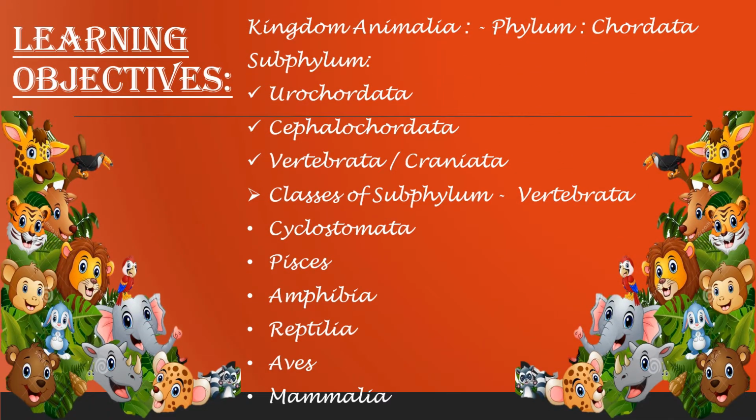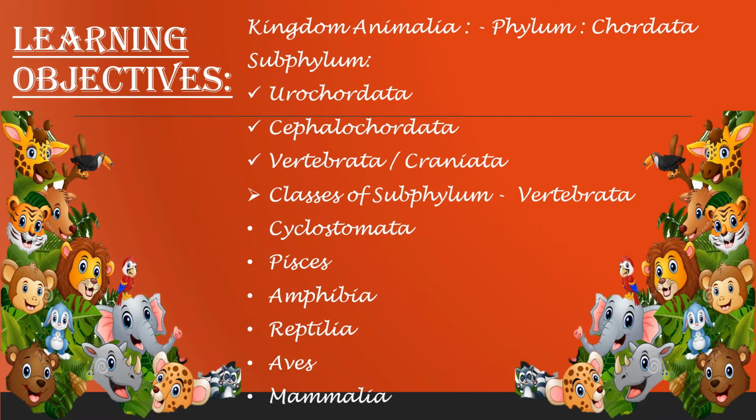Now let us understand the learning objectives of today's module. So students, in today's module, you all will be learning about the last phylum in kingdom Animalia, that is phylum Chordata. Then further, phylum Chordata is being divided into 3 subphylums. So you will be learning about those 3 subphylums, that is subphylum Urochordata, subphylum Cephalochordata and subphylum Vertebrata or Craniata.